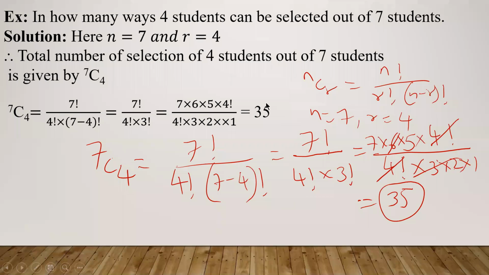So 35. Therefore, out of 7 students, if you have to select any 4 students and form a committee or a group, how many groups or committees will be possible? 35 different committees you can make. Okay. Look at the second question.